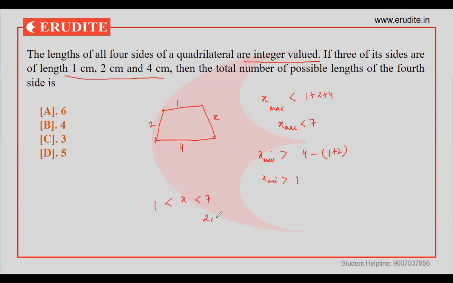What are the possible values? 2, 3, 4, 5, and 6. So there are 5 possible values. So the answer is option number D. I hope it is clear to everyone. Thank you.